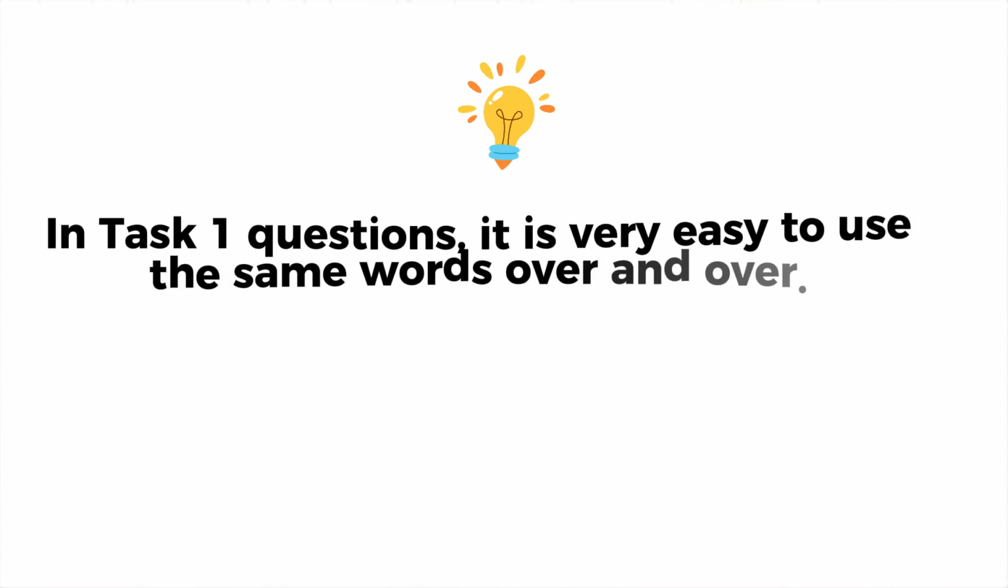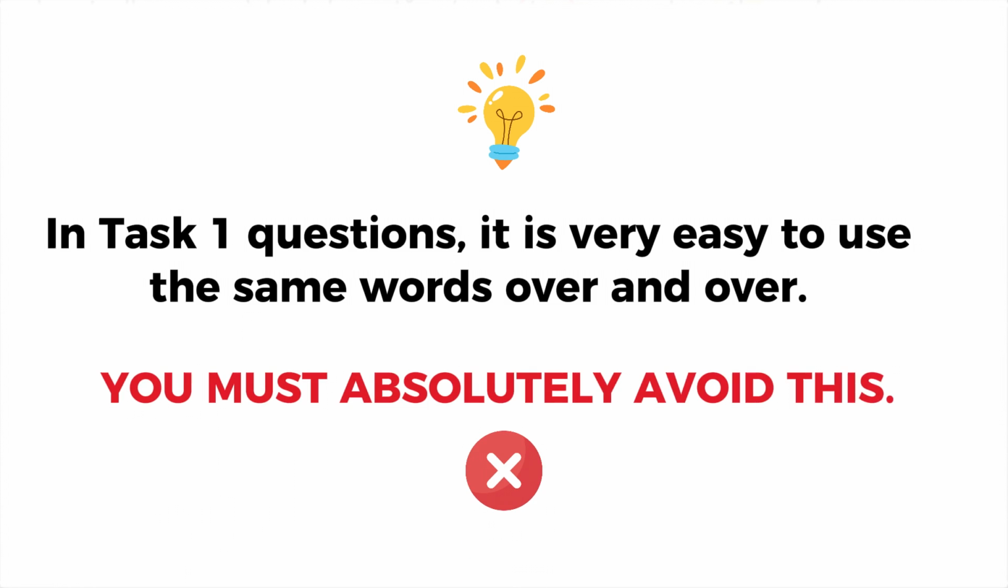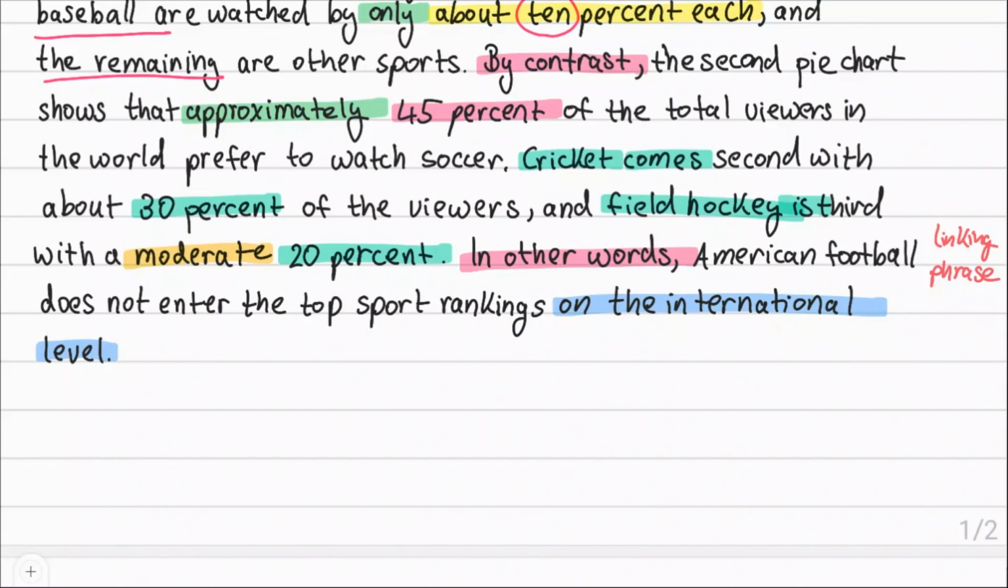In Task 1 questions, it's very easy to use the same words over and over. You must absolutely avoid this. Try to showcase your vocabulary so the IELTS examiner can give you a high band score. We've said enough about the charts, so now we can write a conclusion.